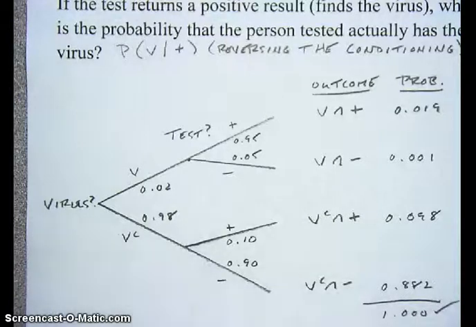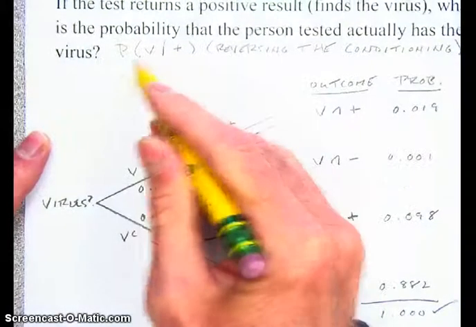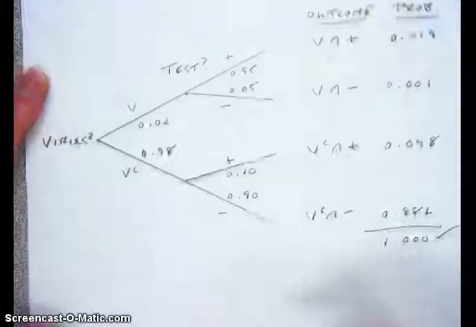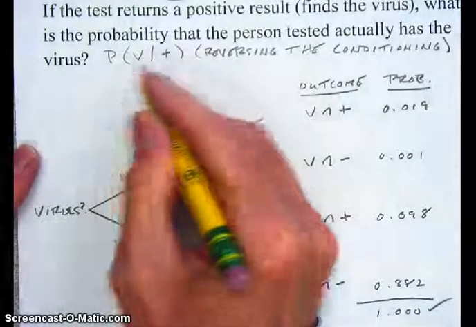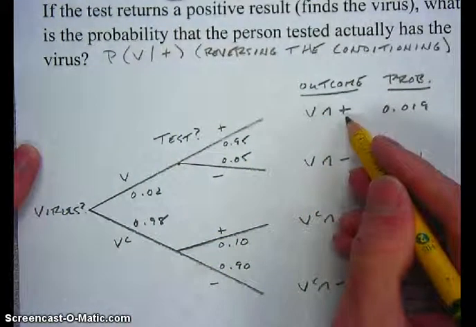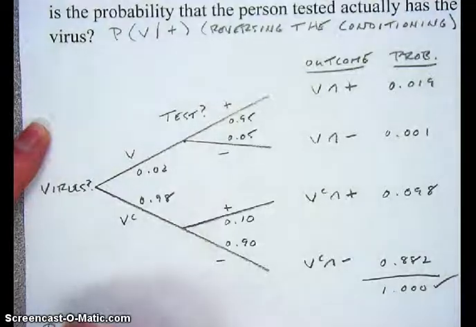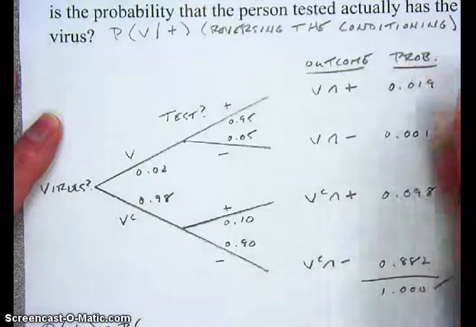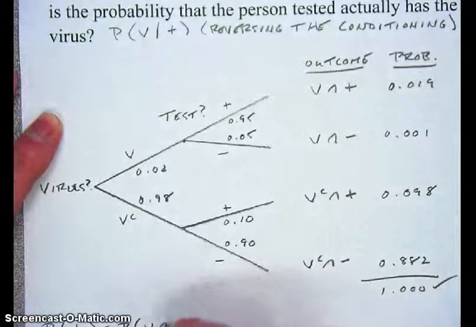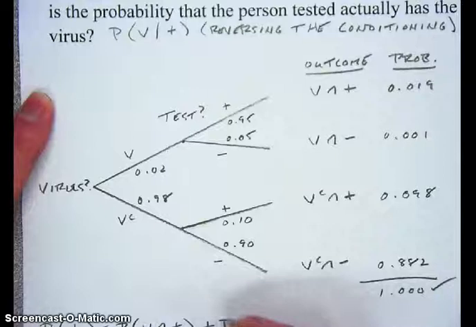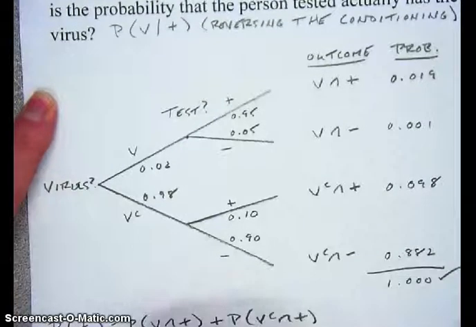Now we're ready to answer our question. This conditional probability right here, the probability that somebody has the virus given that they had a positive test result, is the probability of having the virus and getting a positive test result divided by the probability of having a positive test result. Let's find that first. The probability of getting a positive test result is the sum of these two probabilities, the probability of having the virus and getting a positive, plus the probability of not having the virus and getting a positive. And that is 0.019 plus 0.098, and that adds up to 0.117.